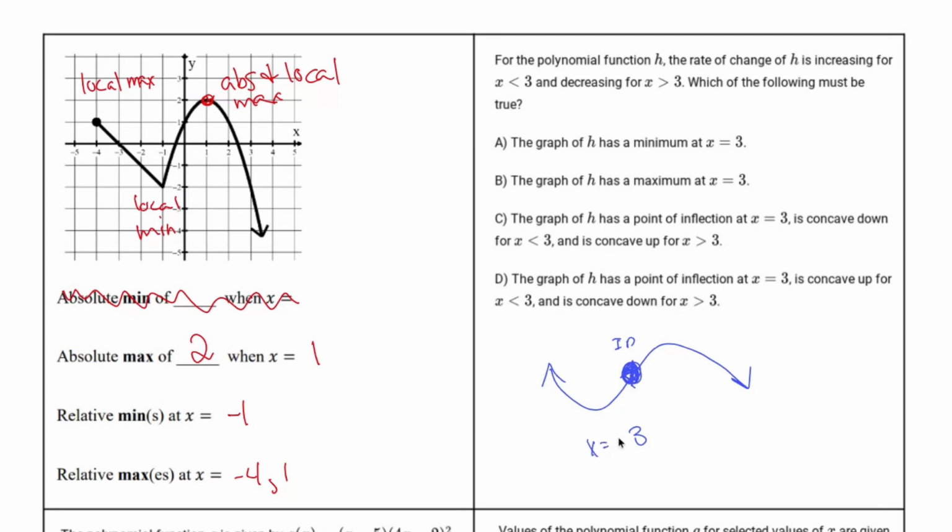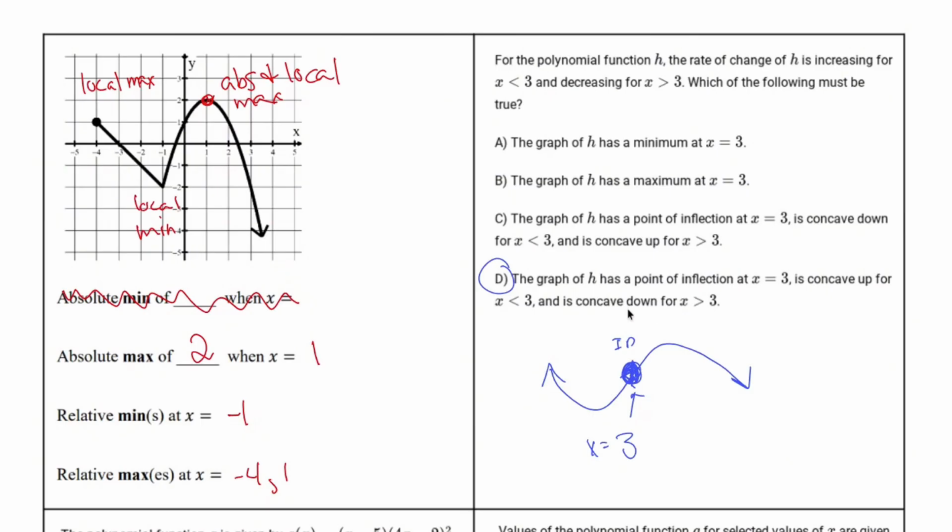When x is 3, we hit this inflection point. So, what does this mean? Which of the following must be true? The graph of h has a minimum at x equals 3? Nope. The graph of h has a maximum at x equals 3? Nope. The graph of h has an inflection point at x equals 3? Yes. Is concave down at x less than 3? Nope. And concave up at x greater than 3? Nope.